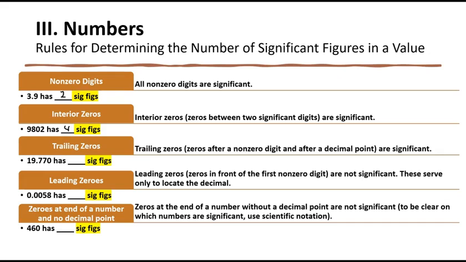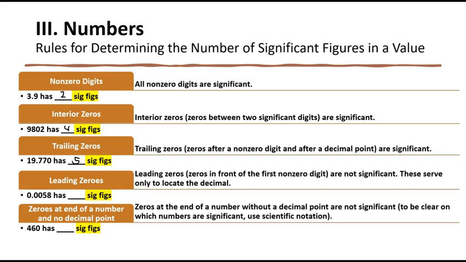Trailing zeros are zeros after a non-zero digit and after a decimal point. Those are significant. If we consider a number like 19.770, it has to have 5 sig figs because the 1, the 9, the 7, and the 7 are significant, and the 0 at the end is after non-zero digits and after a decimal point. It does not need to be right after, it just has to be after.